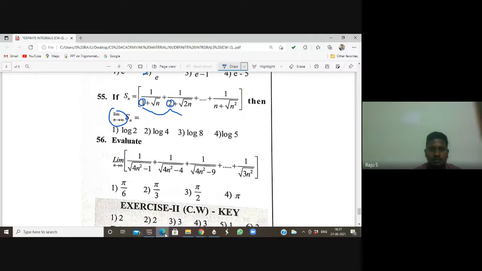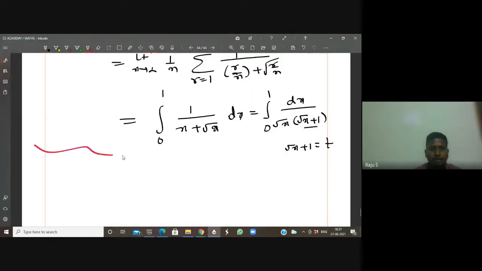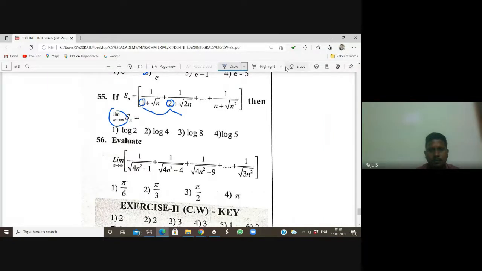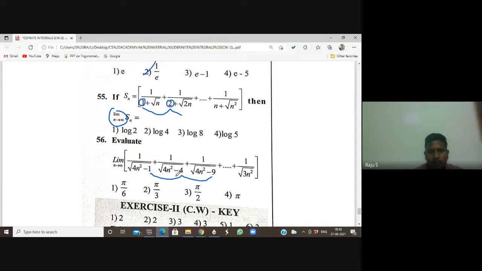Finally, last question, 4n square. Final question. Question number 56. Limit n tends to infinity. Here also, what are the values that are changing? 1, 4, 9, and so on. 4n square is fixed. 4n square, you should not change anything. Only 1, 4, 9 are changing. This is very easy to write.